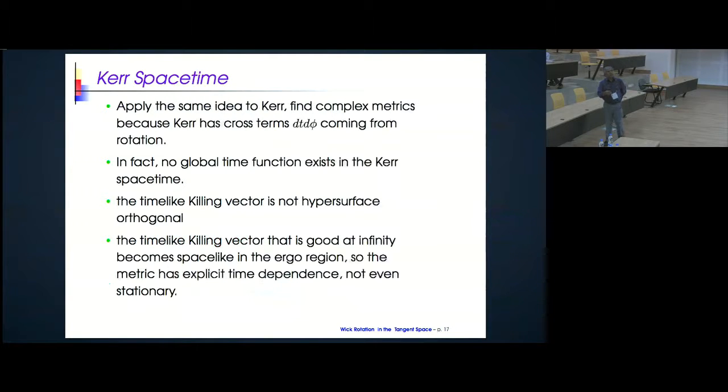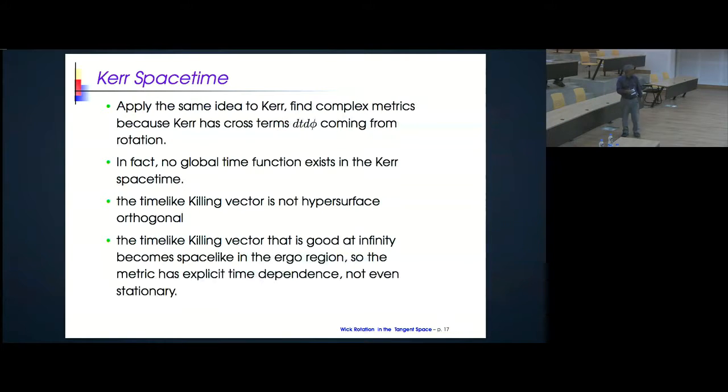Now, when you apply the same idea to the Kerr metric, which is stationary and not static, you find that you get complex metrics. It's no longer a Euclidean rotation, but it's actually a complex metric. That comes about because there are cross terms, dt d phi, in the metric that come about because of the rotation. So if you complexify time, you get a metric which has real parts and an imaginary part in the cross terms. In fact, no global time function exists in the Kerr spacetime.